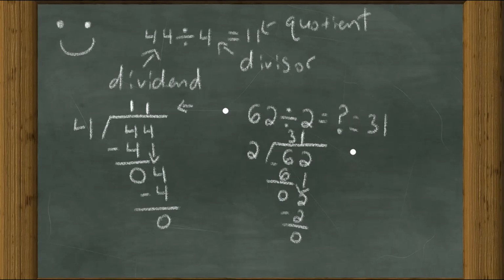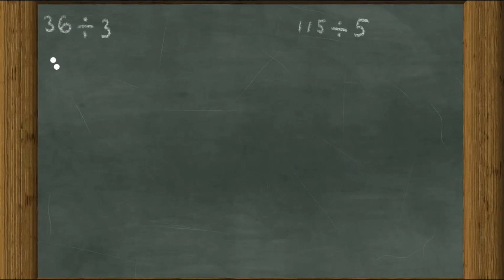Now let's look at some examples. So first up, we have 36 divided by 3. So I'm going to rewrite this. And this is sort of the long division form. 36. 3 is in the highest place value. 3 goes into 3 one time. 1 times 3 is 3. I'm going to subtract 3 minus 3 to get 0. Bring down the 6. 3 goes into 6 2 times. So I know that 36 divided by 3 is equal to 12.